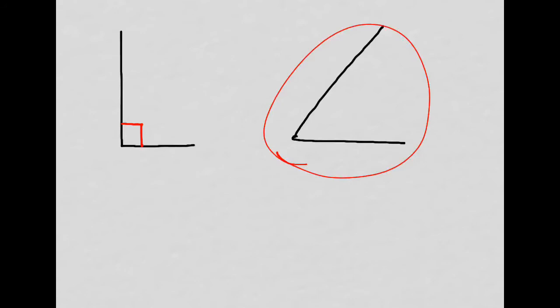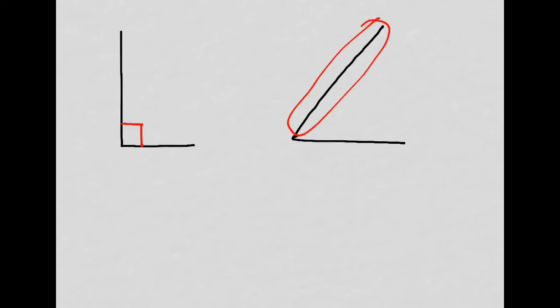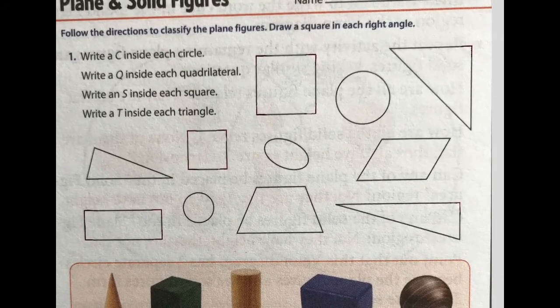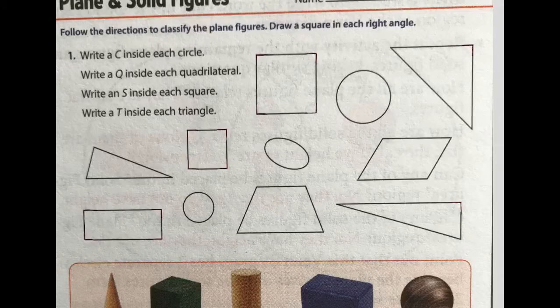Now this one here is not a right angle because this line that is coming down is not perpendicular to the bottom line. So that is not a right angle. And we needed to review that because we're going to identify the right angles in these figures. So let's take a look at the directions. Before we even read number one, we need to read the overall directions. Sometimes those get skipped, so we want to make sure we read those. Follow the directions to classify the plane figures. Draw a square in each right angle. Let's go through these figures and identify which ones have right angles. So you pause the video and mark all the right angles that you can see, and then unpause the video and I will have them all marked.